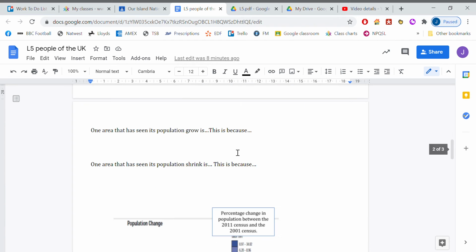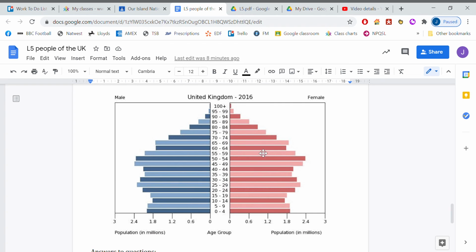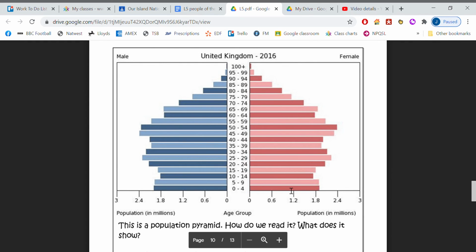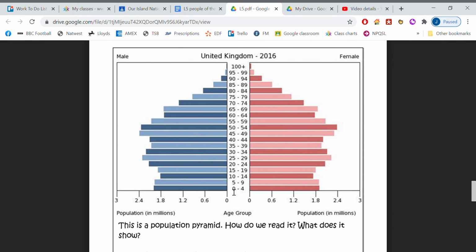So that's where the population of the UK lives. In terms of what it's like in terms of the numbers of people, males and females and ages, this is a population pyramid. Okay, we call it pyramid because it's roughly pyramid shaped, and it essentially shows you the number of people in each age category that are female or male. So if we go to 0 to 4-year-olds in 2016, there are about 2 million 0 to 4-year-old boys and about 1.9 million 0 to 4-year-old girls in the UK.